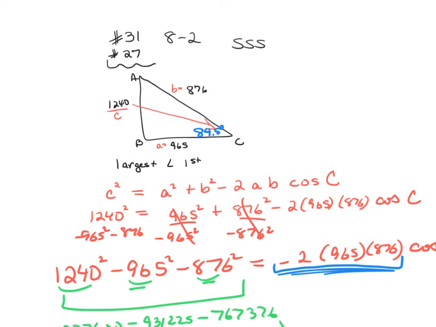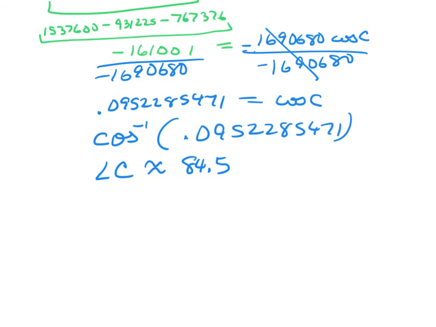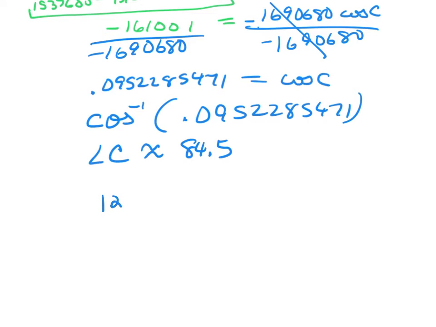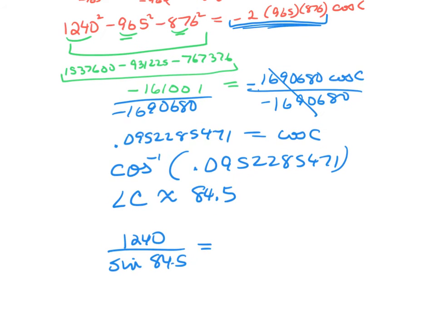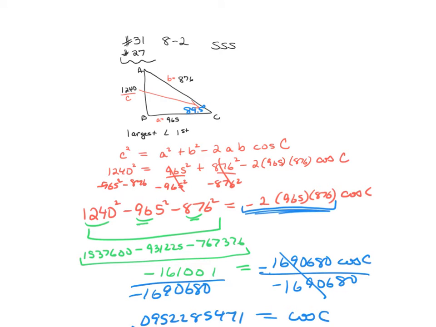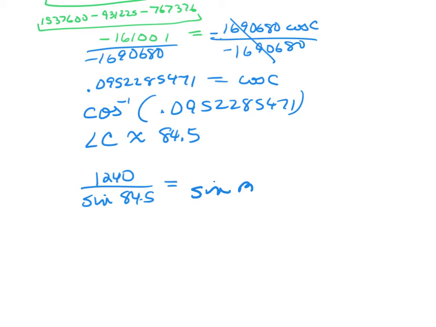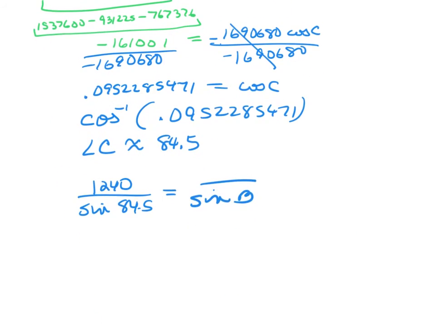Now that I found that, I'm going to use that information and I'm going to do law of sines. So I'm going to use my 84.5 along with my little c that was given to me. Go back up here. Little c is 1240 over sine 84.5. And now I'm going to go back and see what other side I'm going to find. Now I can look here and I'm going to find the smaller angle. I'm going to go ahead and find angle B. So sine of angle B, and little b is 876.